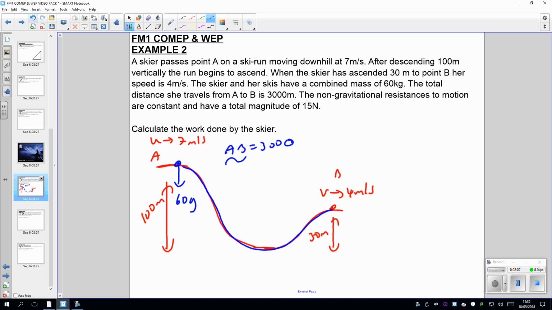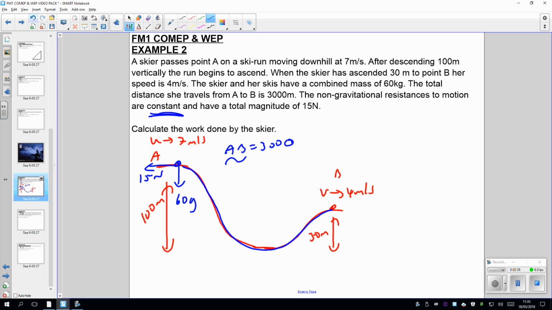The non-gravitational resistances to motion are constant, an important word there, and have total magnitude 15 newtons. So that's basically saying the friction of the skis against the snow is consistently 15 newtons all the time. Every meter that person travels, they have to overcome 15 newtons of resistance in order to move.